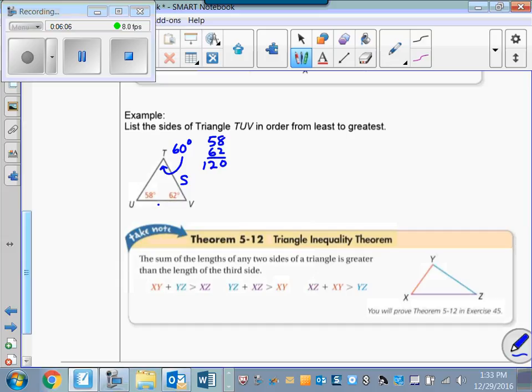60 is in the middle. So that's going to be my medium side. And this is going to be my long side. So I like to label my triangles like that, kind of like baby bear, mama bear, papa bear. Okay, and so I'm listing them in order from least to greatest. So the least is TV, and it's shorter than the middle one, which is UV, and it's shorter than the longest one, which is UT. That's all you got to do.